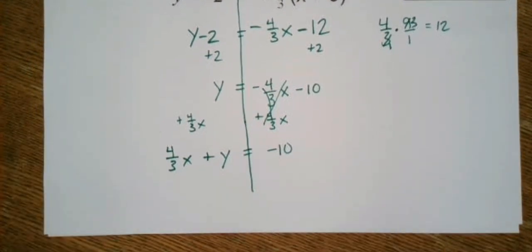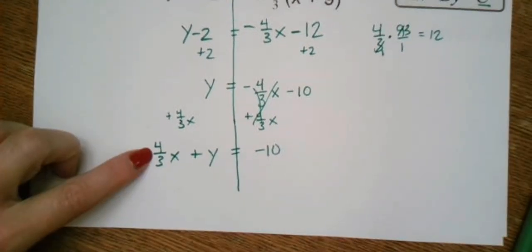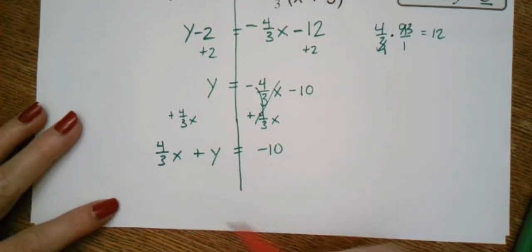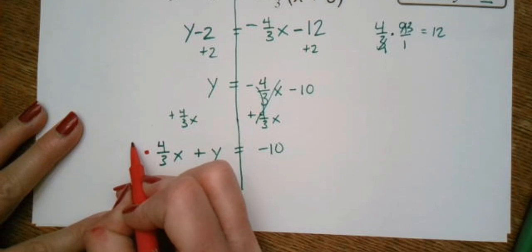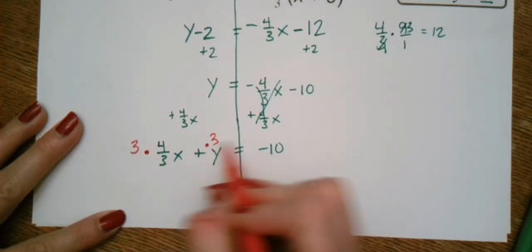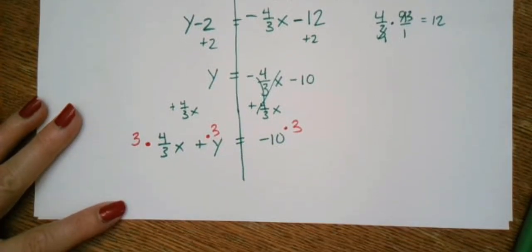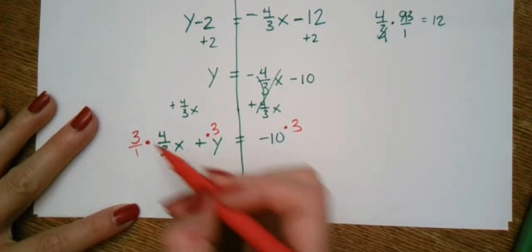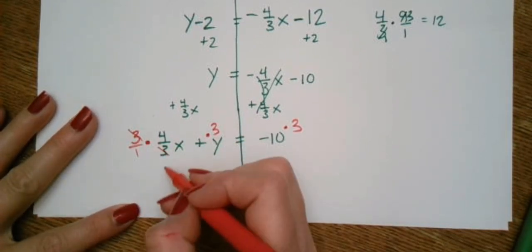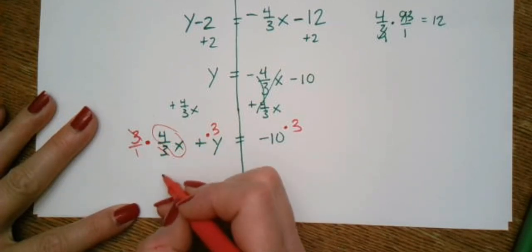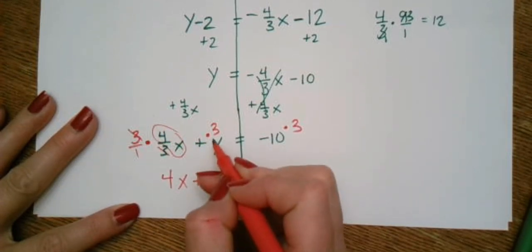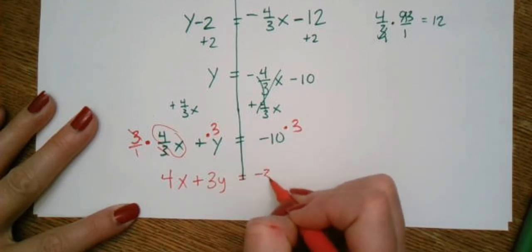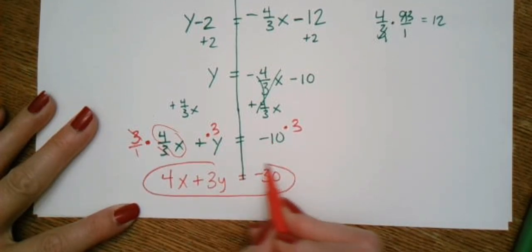Okay, we're so close. You see the problem here? We've got a fraction. Do you remember how to make the fraction into a whole number? Yep, multiply by the denominator. So multiply by 3 here, here, here, everywhere. Okay, so this is 3/1. So the 3s cancel, leaving me 4x plus, now multiply this by 3, 3y, and then here I've got -30. Perfect, and there we go.